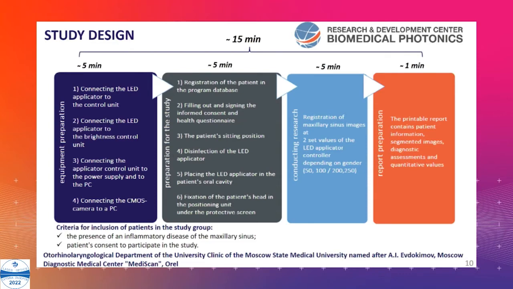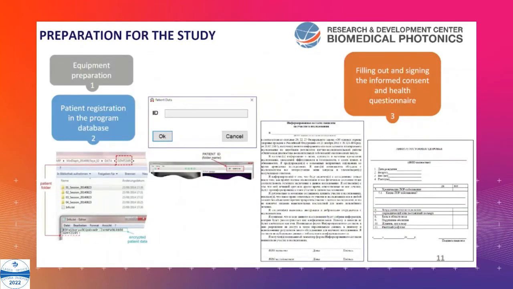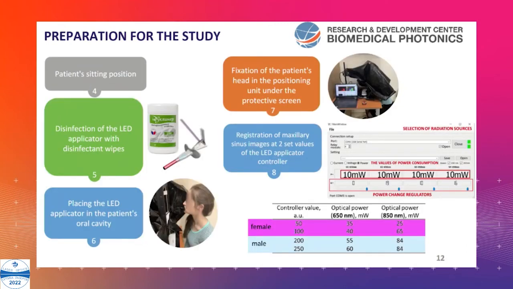Our research protocol consists of 4 main stages. It takes about 15 minutes. At the first stage, we registered patients in the database of our program. Then patients fill out a questionnaire and sign informed consent. Then the patient is placed in a sitting position, and then a disinfected LED applicator is placed in the oral cavity of the patient, and the head of the patient is covered by a protective screen together with the camera to exclude the influence of external lighting on the result of diagnosis. Then we set 2 different values of optical power for male and for female, and register a scattering pattern of light.